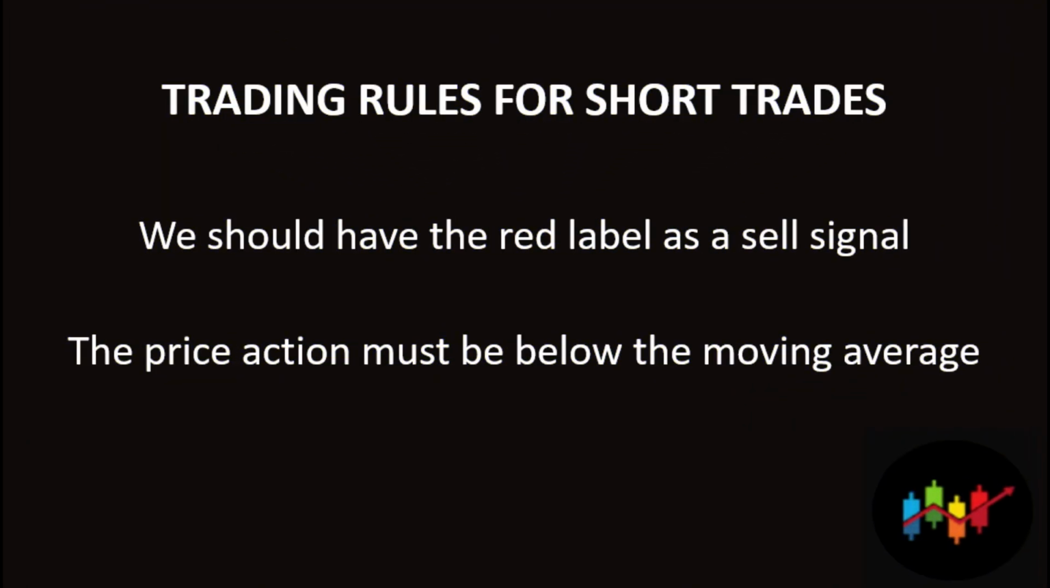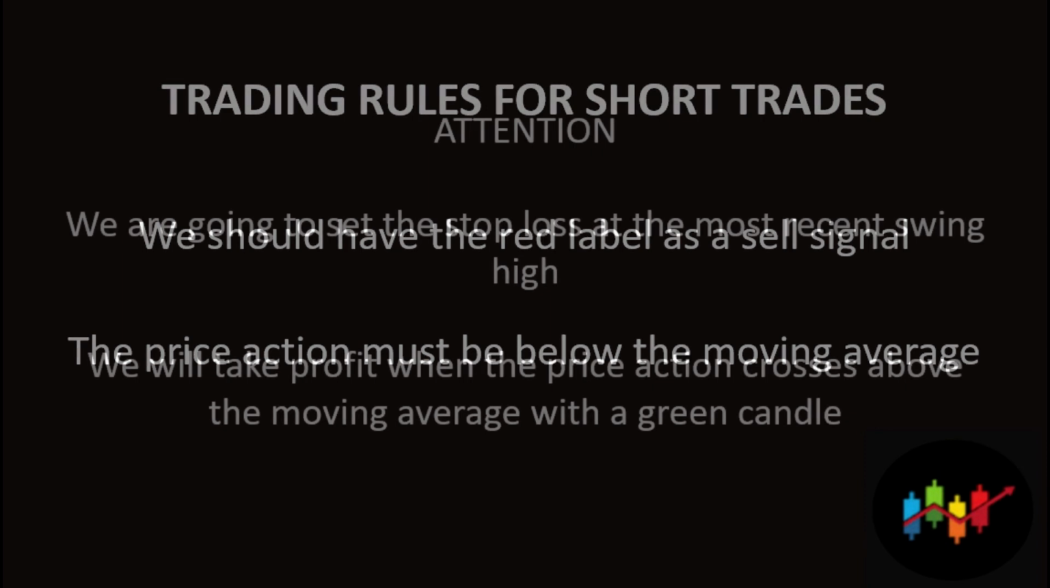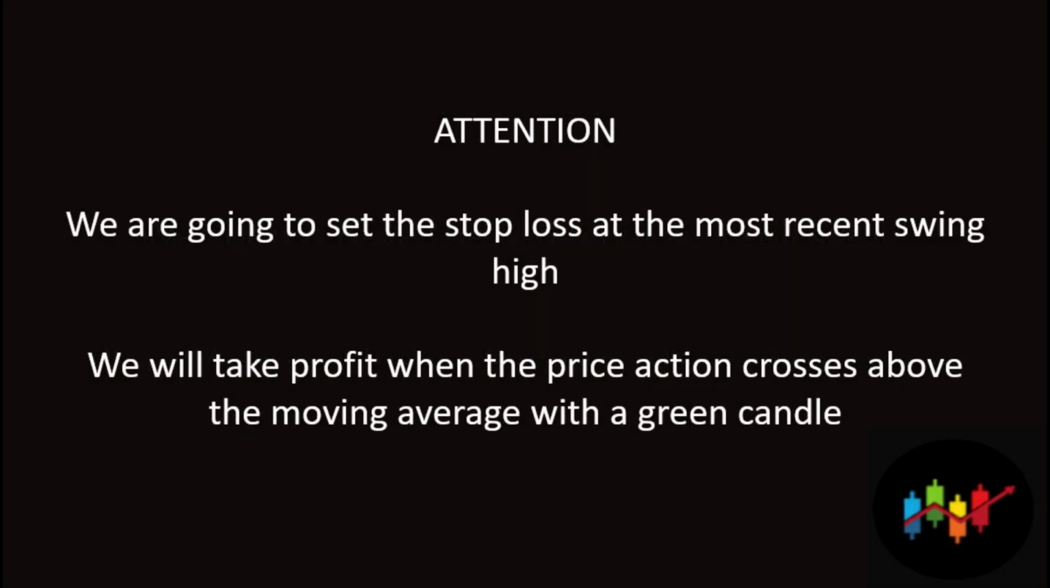Okay, let's see the trading rules for short trades. First, we should have the red label as a sell signal. Second, the price action must be below the moving average. Now pay attention here. We are going to set the stop loss at the most recent swing low. We will take profit when the price action crosses above the moving average with a green candle. So let's see examples of short trades.